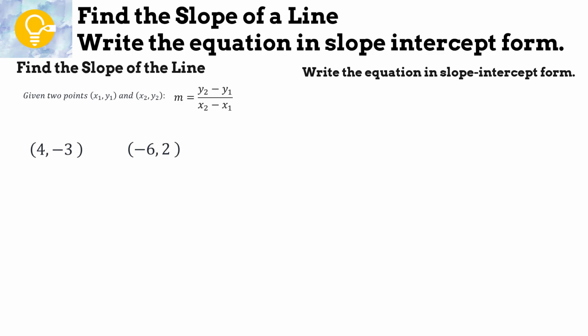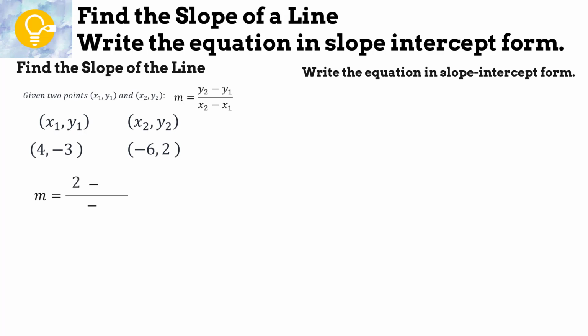Given 2 points, x sub 1, y sub 1, and x sub 2, y sub 2, we're going to use the formula for slope. Once again, I like to write x1, y1, and x2, y2 over my 2 ordered pairs. That's because it's super easy to do the formula.